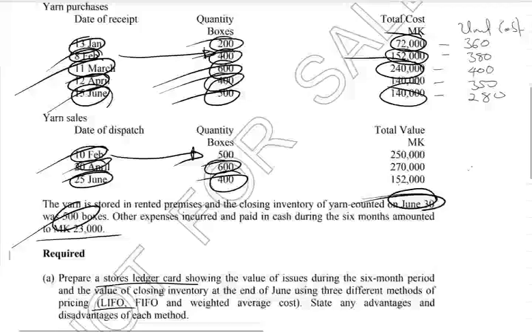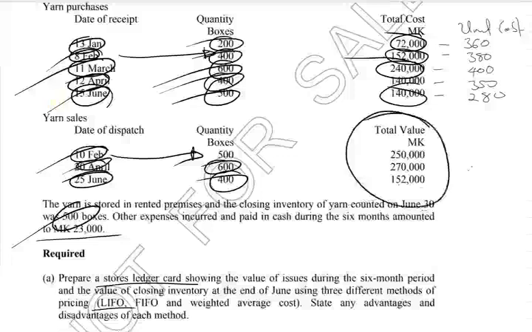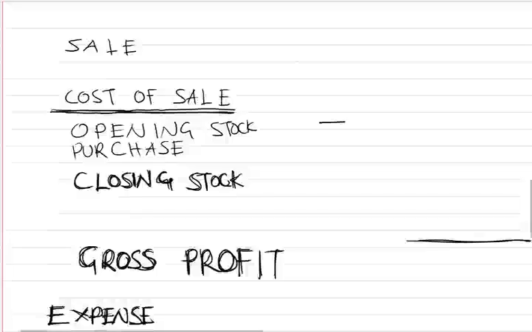So for us to find the sales, we're going to add up the figures of the sales that we are not using when we are coming out with our stores ledger card. So we are going to add 250 plus 270 plus 152, which is 672. So we're going to say 672 as our sales. There's no opening inventory, that's a dash.